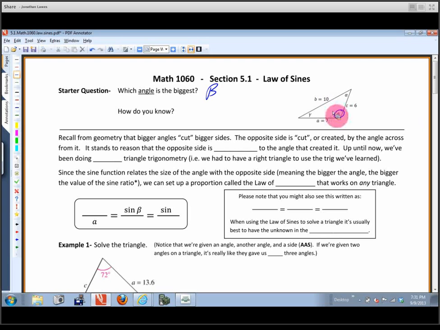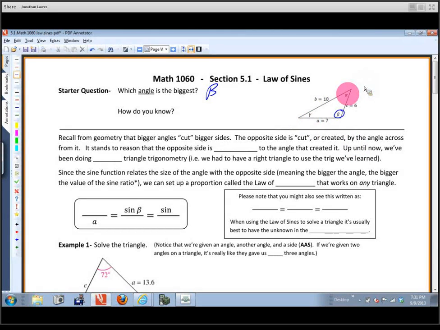So beta is the biggest one, and here's why. We know it's the biggest one because it's opposite the largest side. That's why. There's a theorem in geometry that says the larger the angle, the larger the side opposite. I like to say it this way, that a bigger angle cuts a bigger side. And when I say cut, it means the opposite side, or the one across from it, is created by the angle. So here's angle beta, it creates or cuts this side out right here from an auxiliary line right there. The larger the angle, the bigger bite it's going to take out of here.